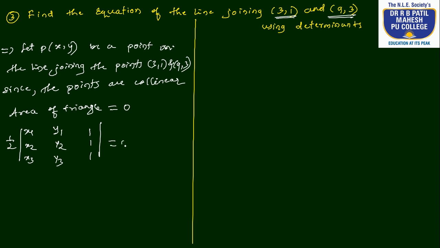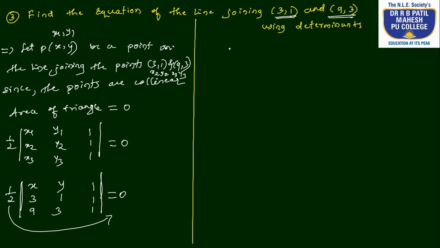Substitute the 3 points. The first point, you have to consider this as x1 y1, and these 2 points as x2 y2 and x3 y3. So this will become x y, and then 3 1, and then 9 3, 1 1 1. Okay, and this is equal to 0. Again I take 2 to the right hand side. 2 into 0 will become 0 itself. So x y 1, 3 1 1, 9 3 1 is equal to 0. Take the first row signs to expand.